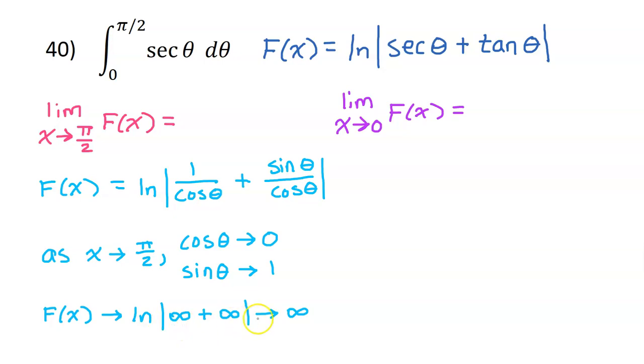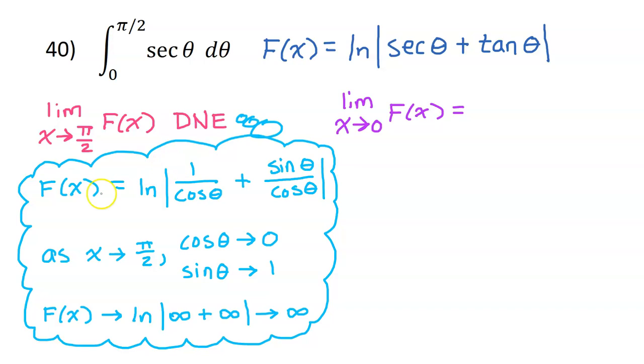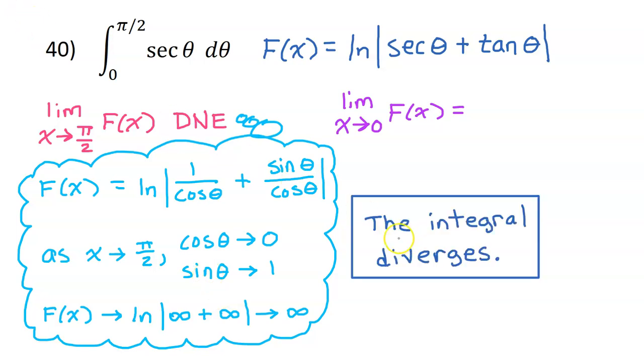Here comes the invalid notation I warned you about. Capital F of x approaches the natural log of infinity plus infinity, which approaches infinity. So the first limit does not exist. Don't put an equal sign. Remember, this is all in your head. Do not write this on your test. The College Board does not want to see this. No need to find the second limit. If one limit does not exist, the integral diverges.